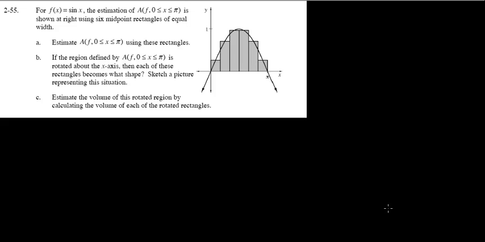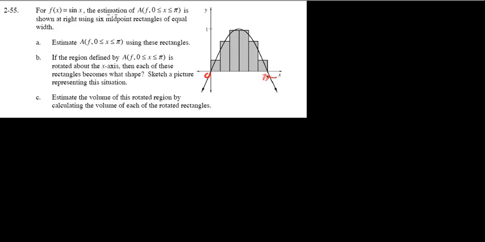So this is CPM Calculus Chapter 2, number 55. Here we have the function sine of x. It starts at (0, 0), goes up, down, up, down, up, down. But now we have just one region from 0 to pi. So that's 0 and that's pi.